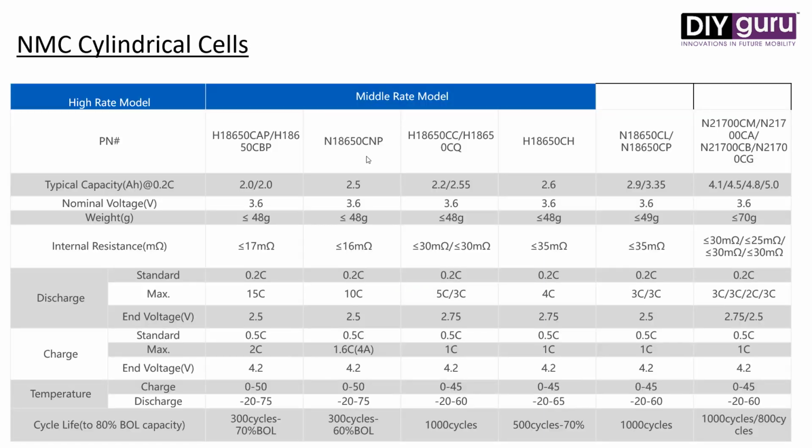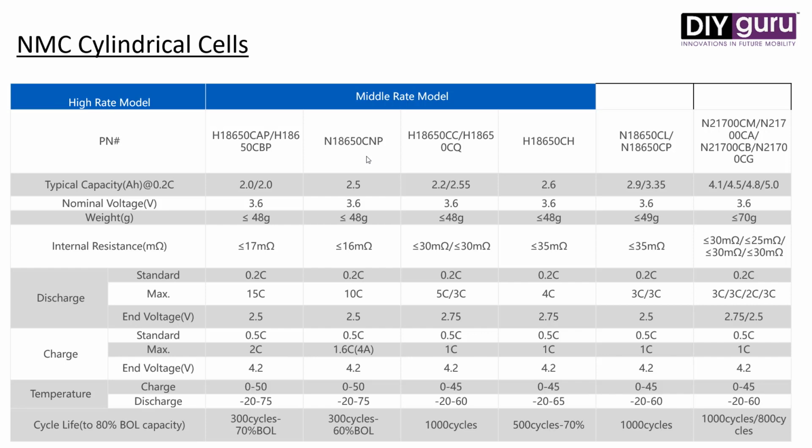This is primarily the features of an NMC cylindrical cell. NMC cylindrical cells are available in various sizes: 18650 and 21700 form. What this number signifies is that the first two digits signify the diameter of the cell, and the next digits signify the length of the cell, all in millimeters.